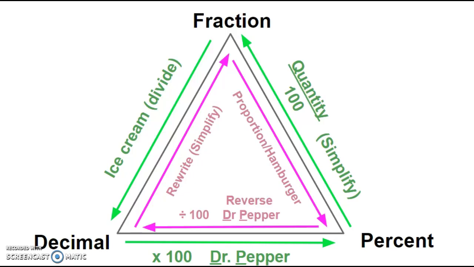When moving from a percent to a decimal, we still have Dr. Pepper, but because we are dividing by 100, we move from a percent to a decimal, which means we will move our decimal from the right to the left. So with 50%, you would move your decimal 2 places to the left, and that would leave you with 0.5 or 5/10.